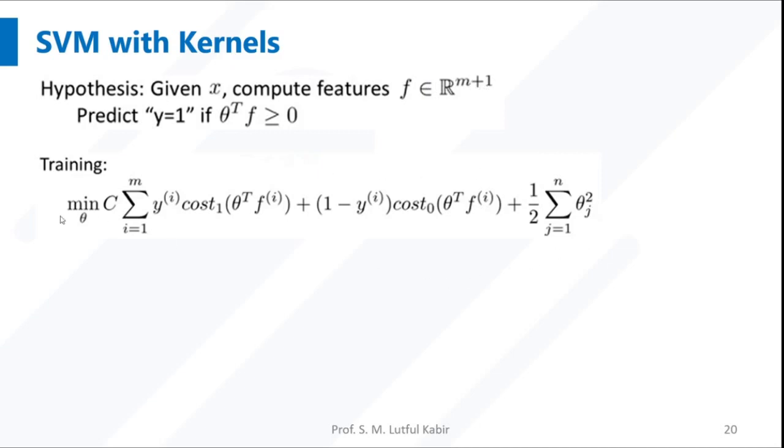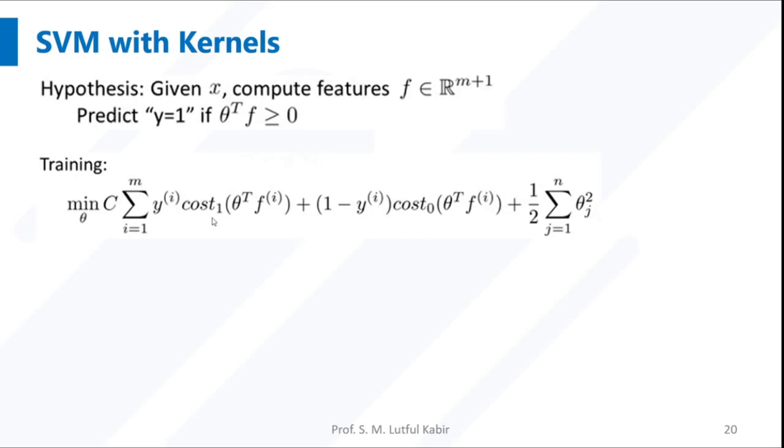The training equation will be like this. That means training means determining the theta. In every case, like linear regression, logistic regression, neural network, training means actually determining the theta. So the determination of theta follows from this cost function. The cost function we have already discussed: yi cost1 of theta transpose fi, plus 1 minus yi cost0 of theta transpose fi. Remember that cost1 is a linear function up to a certain limit then 0, and cost0 is also a linear function with 0 for the other part of the cost function. So this equation we have to minimize, and this is your regularization term.